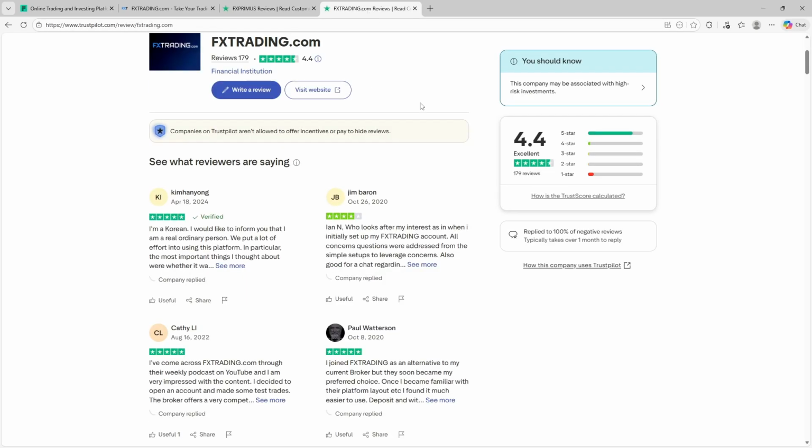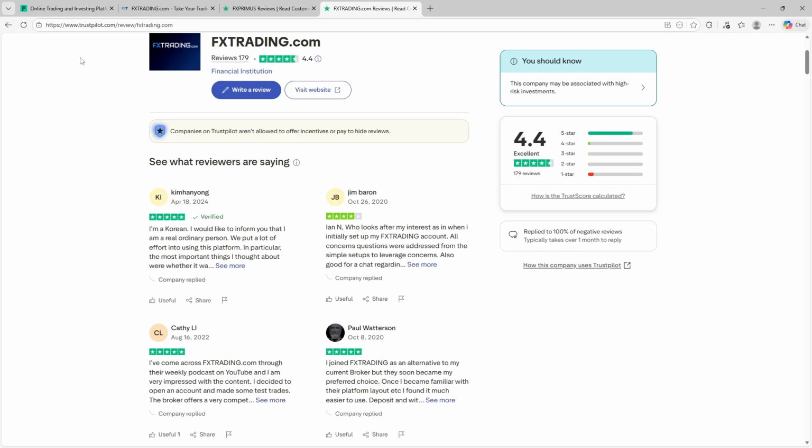FXTrading.com holds a Trustpilot rating of 4.4 out of 5, with traders often praising smooth onboarding, platform ease of use, competitive pricing, and responsive customer support, alongside occasional feedback about leverage risk and the learning curve for less experienced traders. Ratings can change over time, so viewers should always verify the latest information directly on Trustpilot.